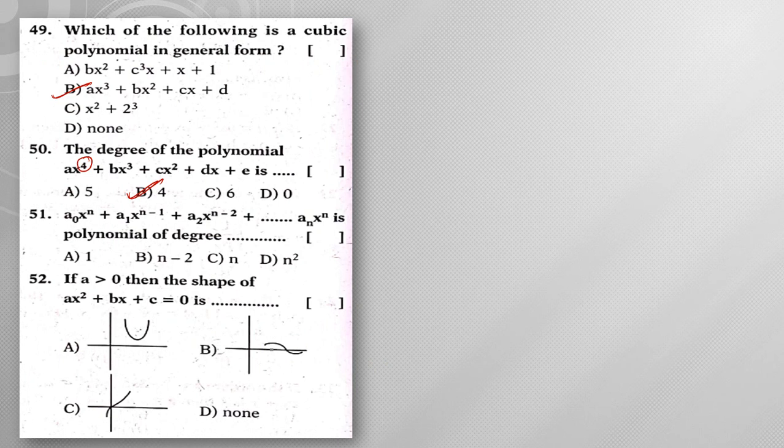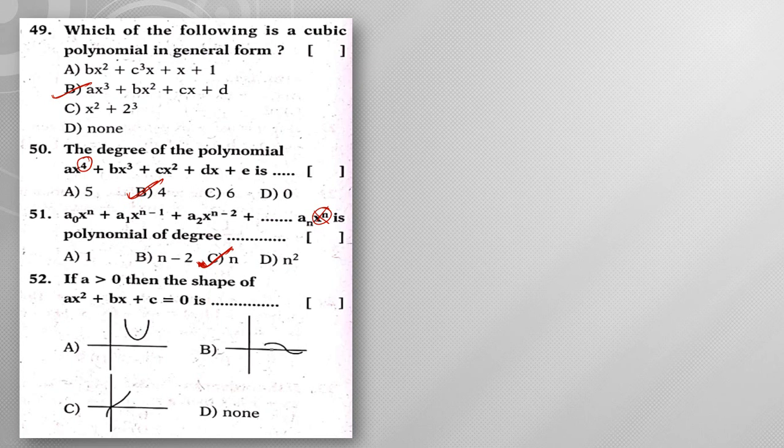Next, a naught x power n plus a1 x power n minus 1 plus and so on an. Here there should not be any x power n. If x power n is present also, then the degree will be n only, right? Generally here the degree is decreasing, hence this x power n should not be there, right?